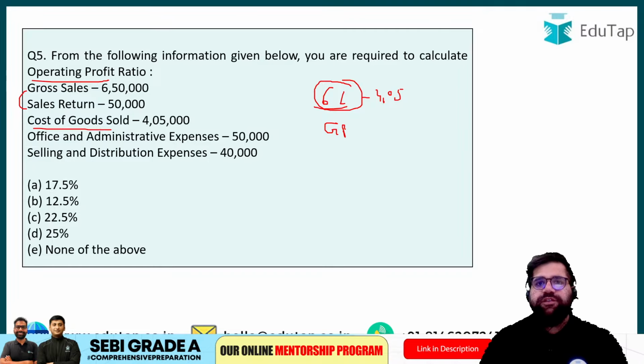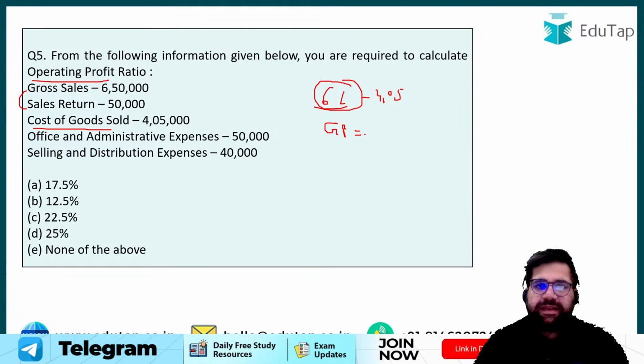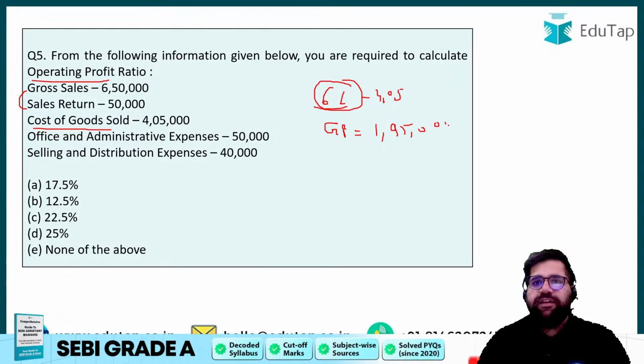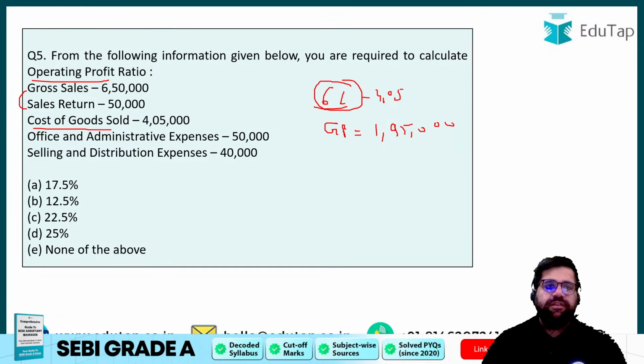So if you do this, your gross profit will be around what? 6 lakh minus 4 lakh 5,000. So your answer will come out as 1 lakh 95,000. So my gross profit is coming as 1 lakh 95,000. I'm very sorry for my bad handwriting, but this is how it goes.